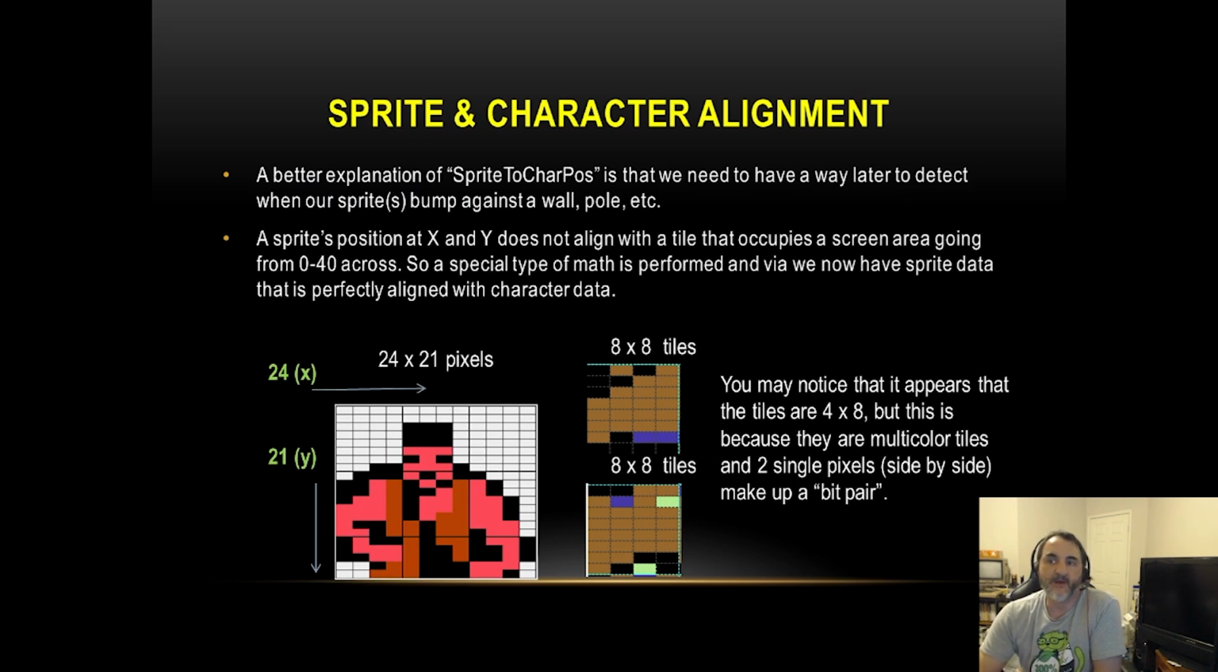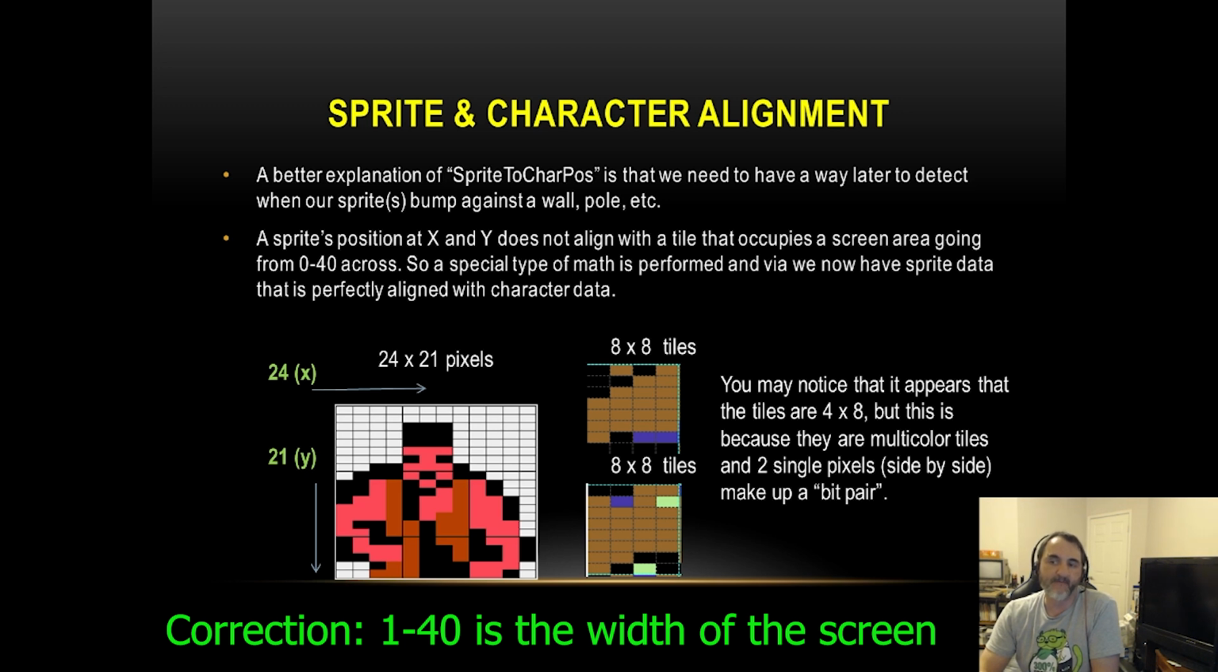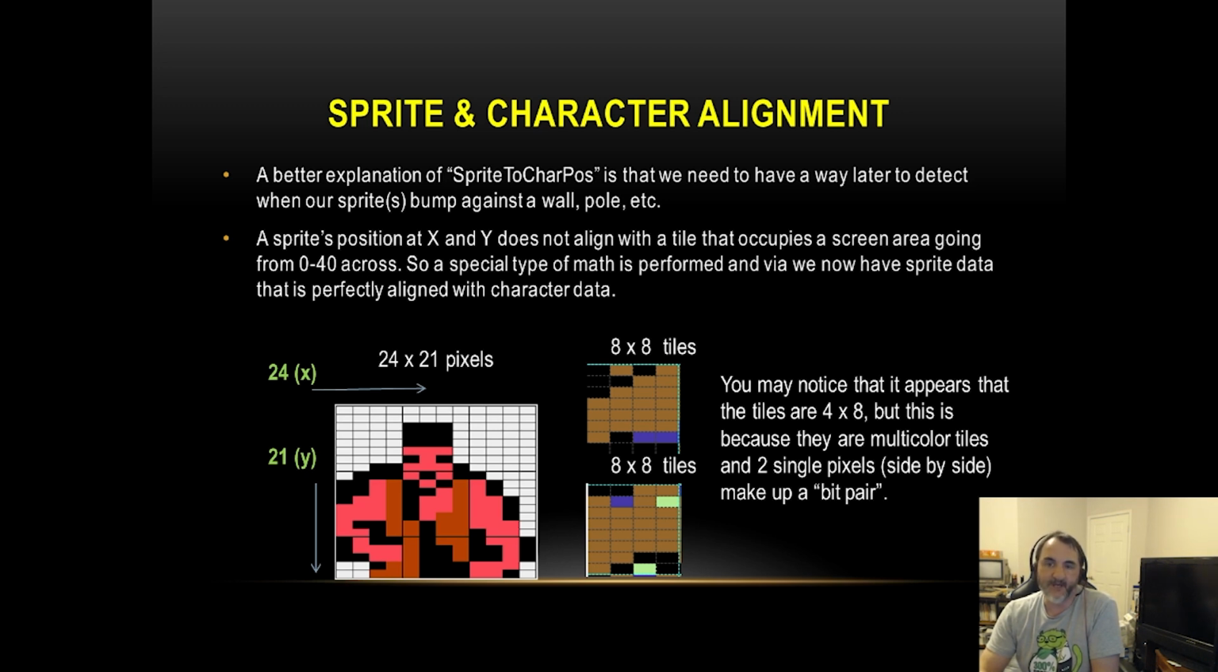Okay, sprite and character alignment. A better explanation of sprite to char pos is that we need a way to later detect when our sprite bumps against a wall, pole, and so on, as I mentioned. A sprite's position at X and Y does not align with the tile that occupies the screen area going from 0 to 40 across. So a special type of math is performed, and voila, we now have sprite data that is perfectly aligned with character data.